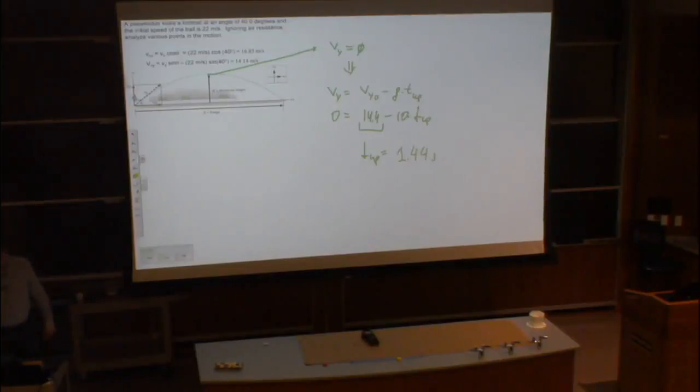Now, since the object goes up and down the exact same height, it's very easy to see that time down in this situation will also be equal to 1.44 seconds. Same time up, same time down. Every time when the projectile lands at the same level where it starts, time up is equal to time down. Total time will be equal to 2.88, because we just need to add them up. And now you can calculate maximum height. You can calculate the range if you want to.